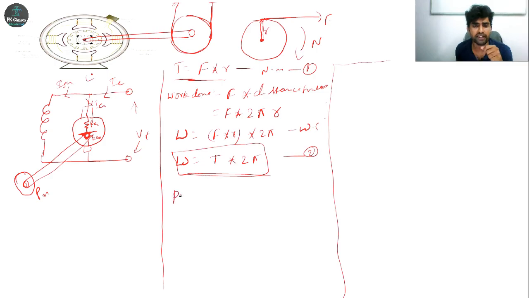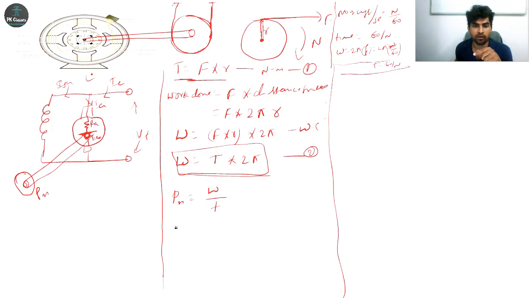What about mechanical power developed by the motor? PM is equal to work done per unit time. I considered one revolution. Number of cycles per second is N by 60. Time taken for one revolution is 60 by N. Have you got this? Omega is equal to 2 pi f, where f is the number of cycles per second, that is 2 pi N by 60. So T is equal to 60 by N.